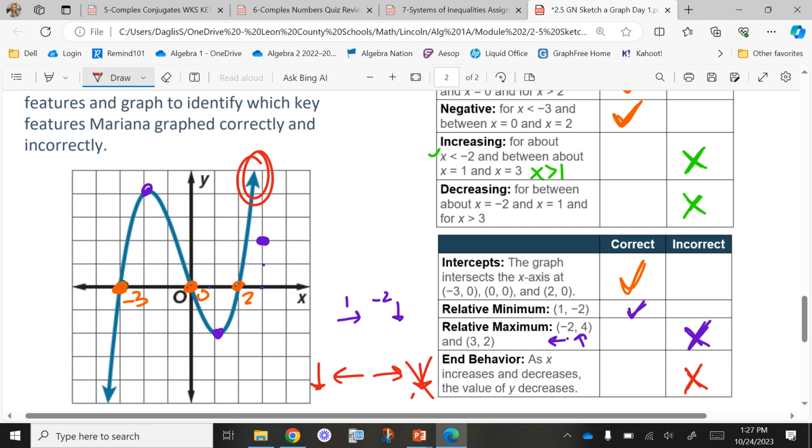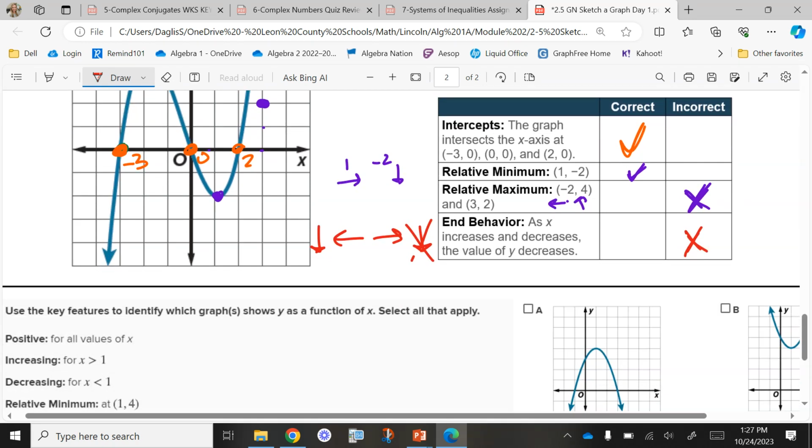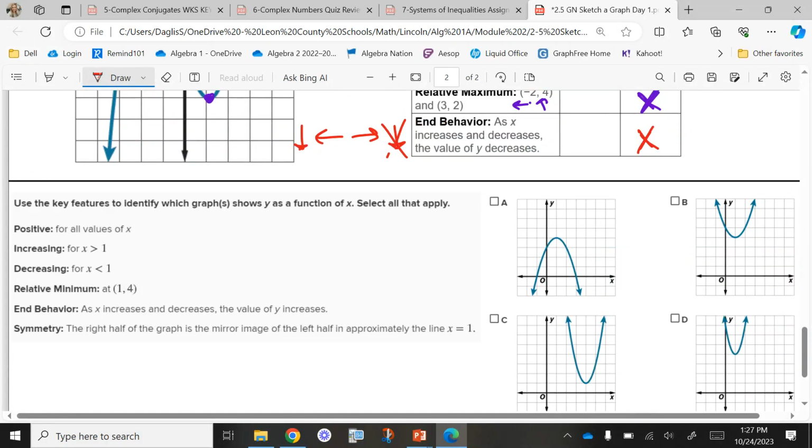We good? All right, one more little piece. Use the key features to identify which graph or graphs match these details. So multiple choice, let's cross things out once they don't match what we have. Positive for all values of x. Are there any graphs that show only positive y values?